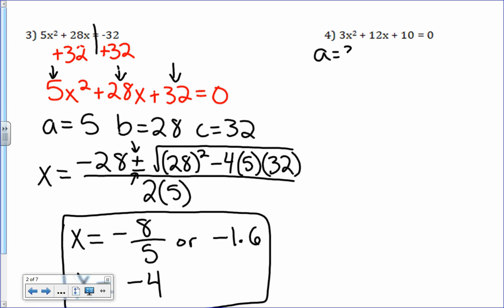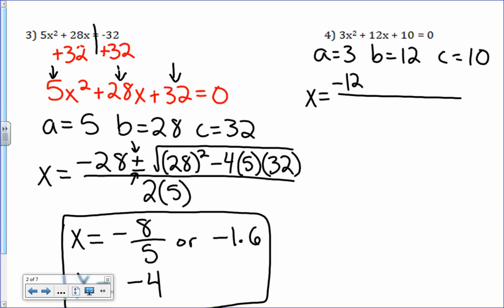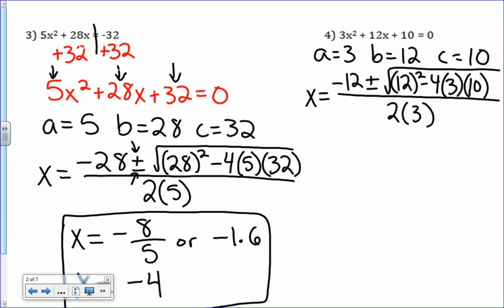A's 3, B's 12, C's 10. And then plug them in your formula. X equals opposite B, so negative 12, plus or minus the square root of B squared. So I got 12 squared minus 4 times A, A's 3, times C, which is 10, all over 2 times A, so 2 times 3.